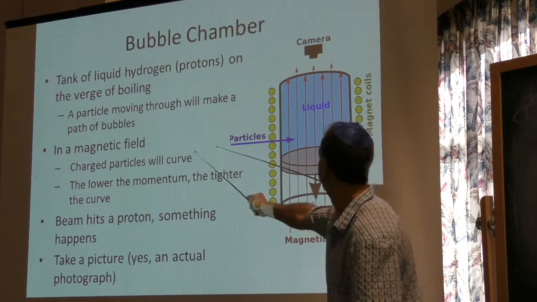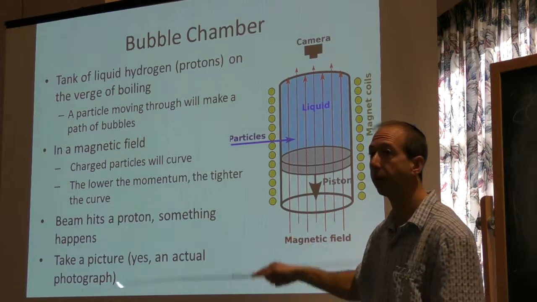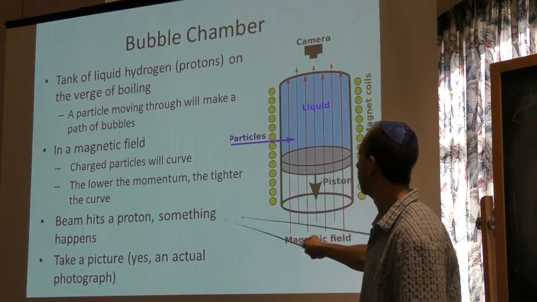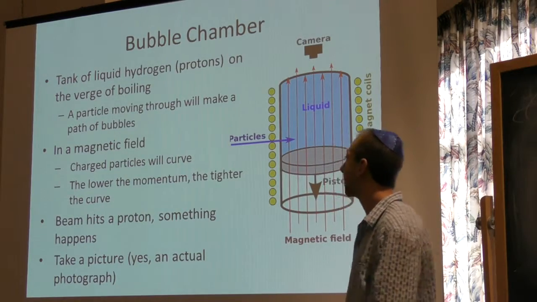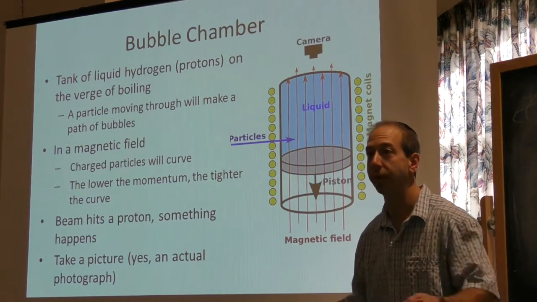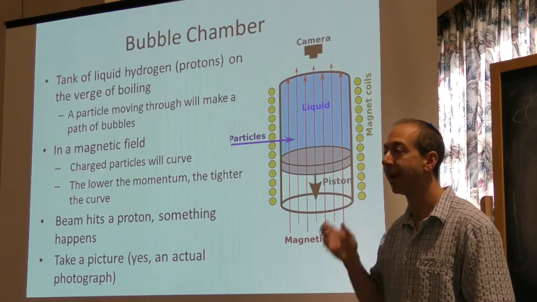So my beam comes in from one of these accelerators. It hits something, which is going to be the proton in the middle of the hydrogen. Something is going to happen. I watch what that is, and then I take a picture, an actual photograph.